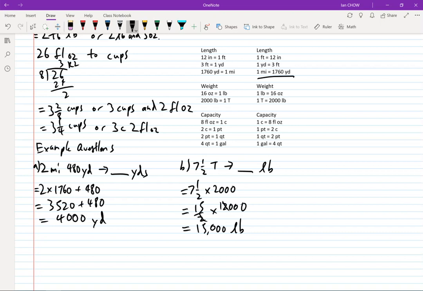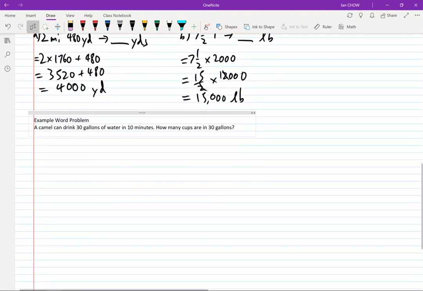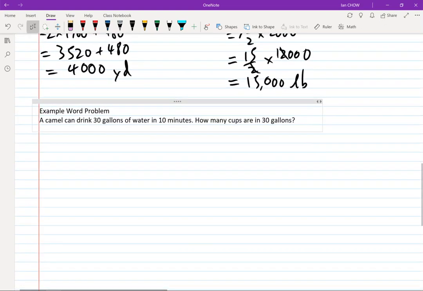Now, what if we want to do an example word problem over here. So a camel can drink 30 gallons of water in 10 minutes. And so how many cups are in 30 gallons? It's not exactly a word problem, but we want to convert gallons to cups.